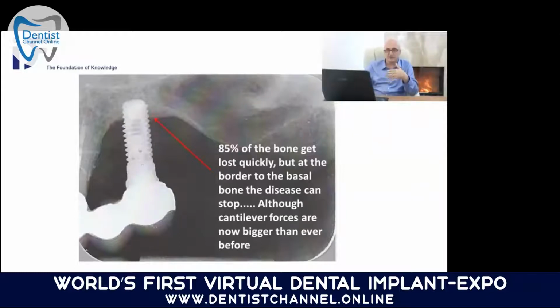But of course, this implant was leading to destruction of the bone because of the rough surfaces in combination with the bacteria. So that's why the bone is gone. But this basal bone is, of course, still there.